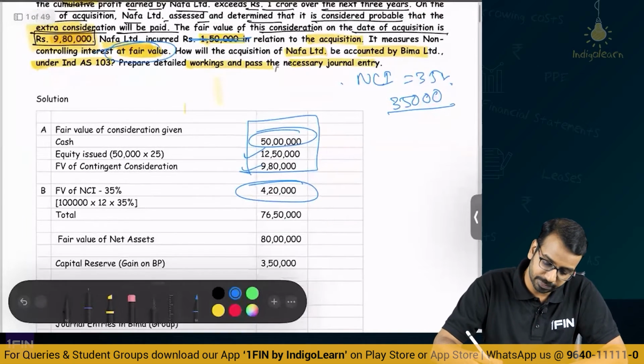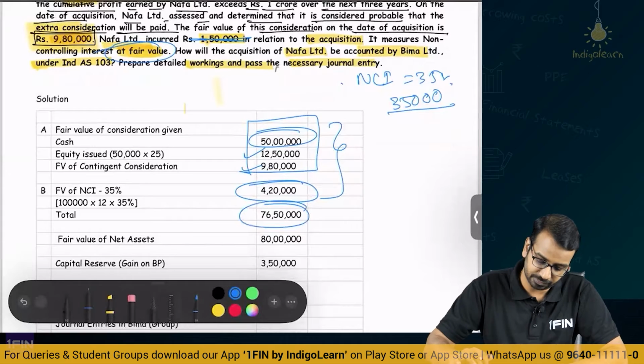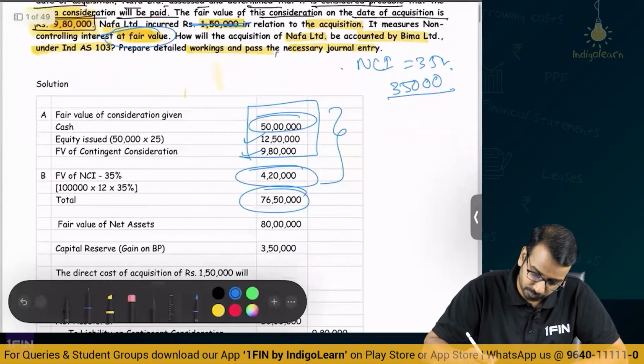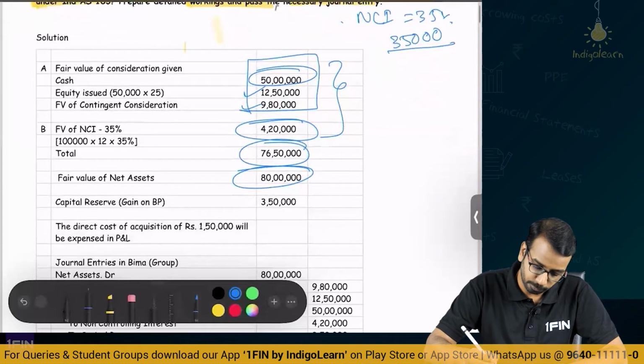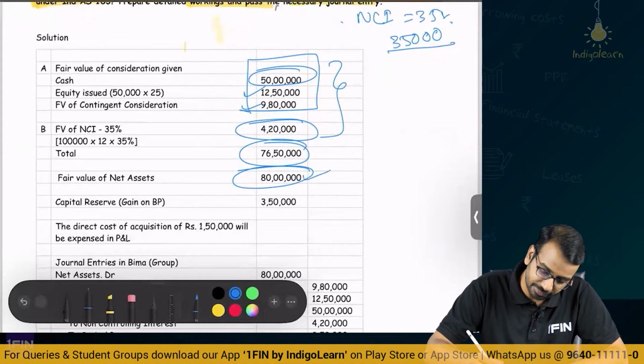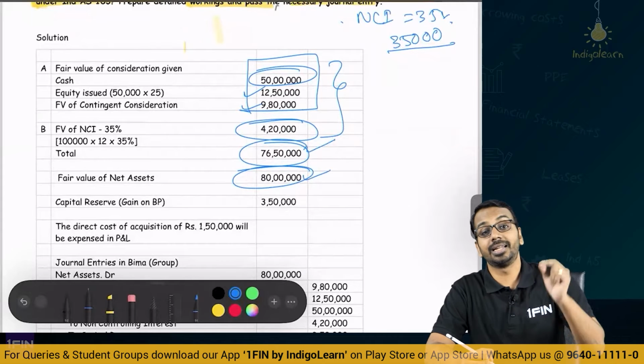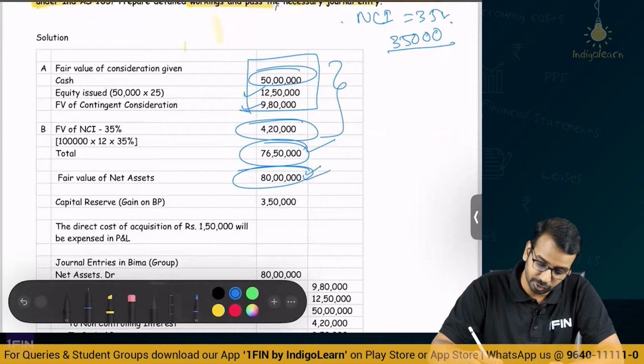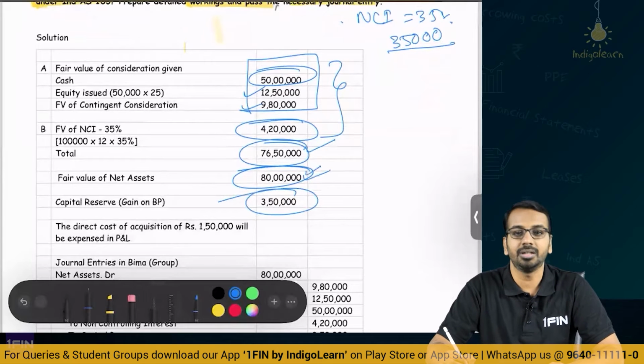Then, this brings us to the total of 76,50,000. Then they have said the fair value of net assets is 80. So, fair value of net assets is 80 lakhs. We paid only 76,50,000, so it results in a capital reserve or bargain purchase because assets are higher. So 3,50,000 is the capital reserve.